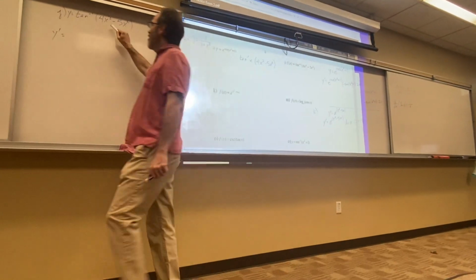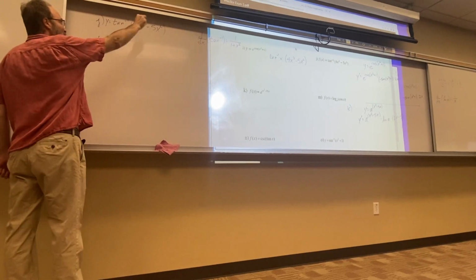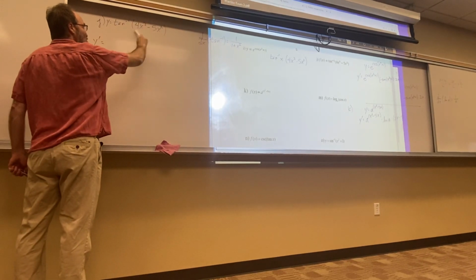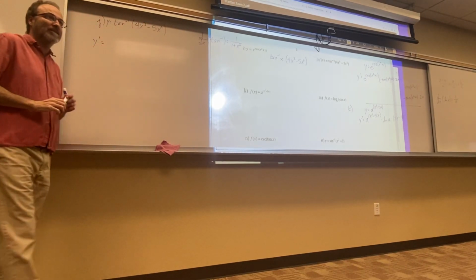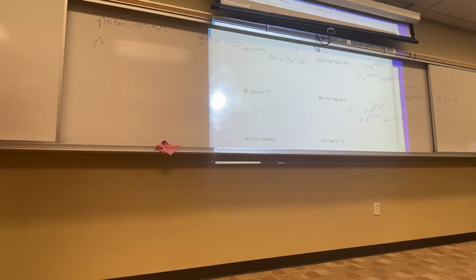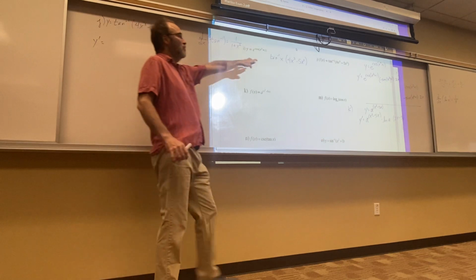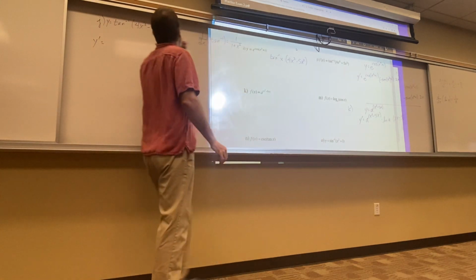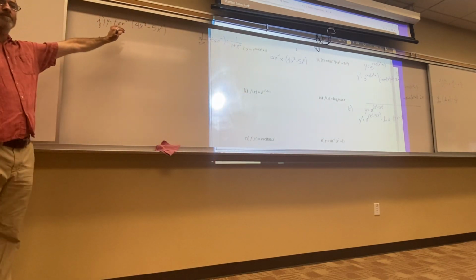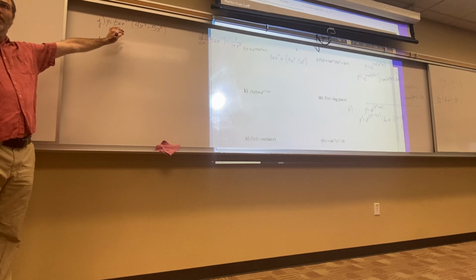Here, tangent inverse has to have an angle. There's only one option for that angle, and that's what's inside there. This is inside the tangent inverse function, it's not multiplying. This would be a product rule. This is going to be a chain rule. Does everybody see that?